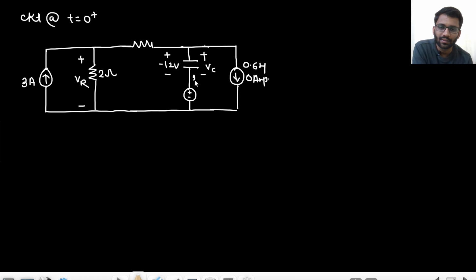Where do I write it? 1 by 2 farad. Okay. And what is the value of the battery? That is 20 volt, and this is 4 ohm. Okay.